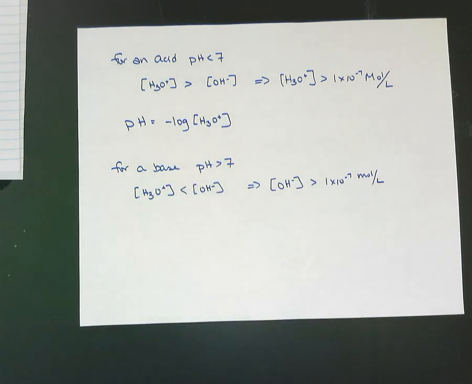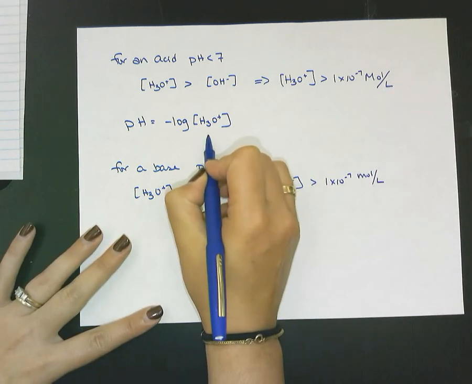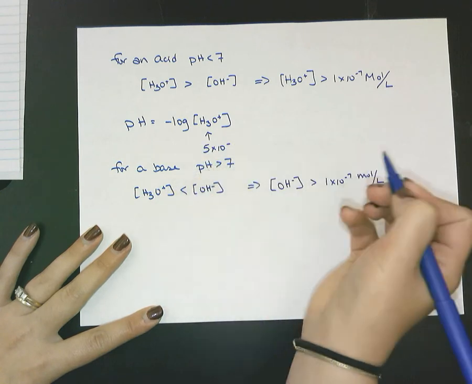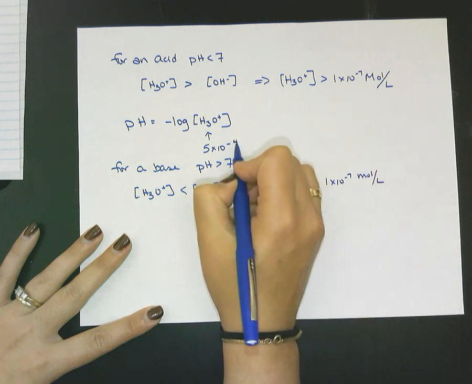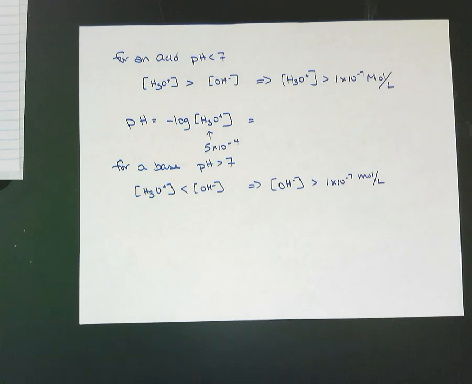Everybody should remember that equation, right? pH equals negative log of the hydronium concentration. Should be at least kind of familiar. This is where we're going to use our calculators. So go ahead and plug in, let's say I have a hydronium concentration of 5 times 10 to the negative 4th. What is the pH for that solution?